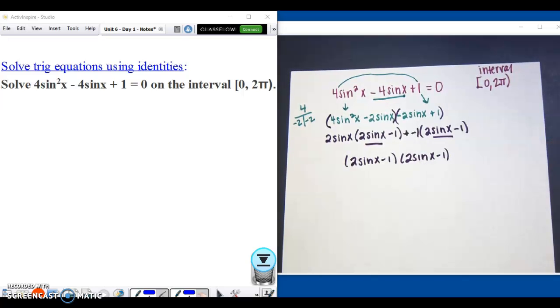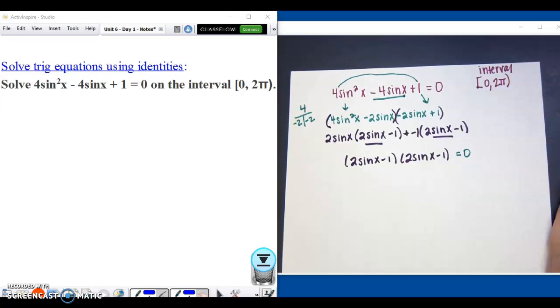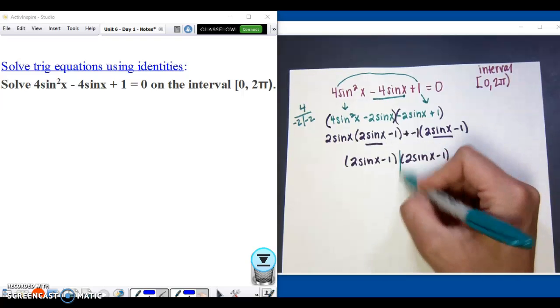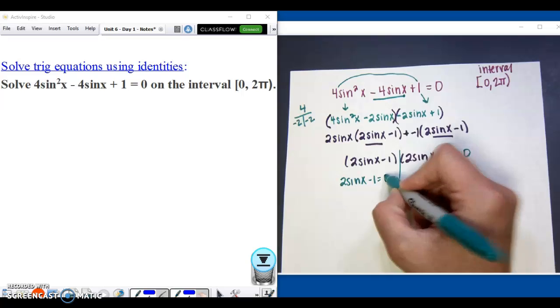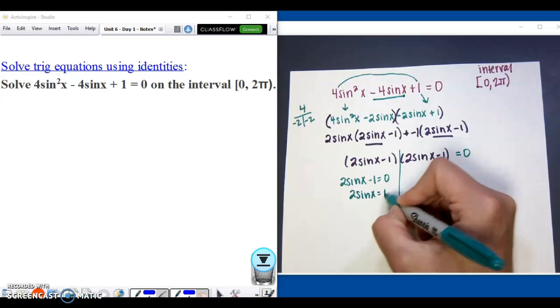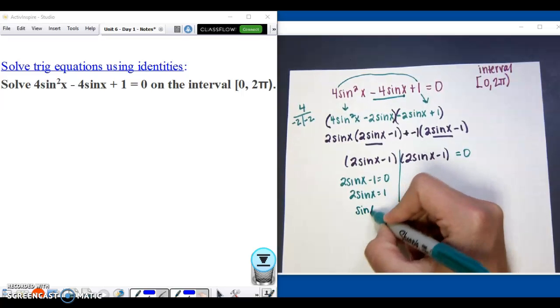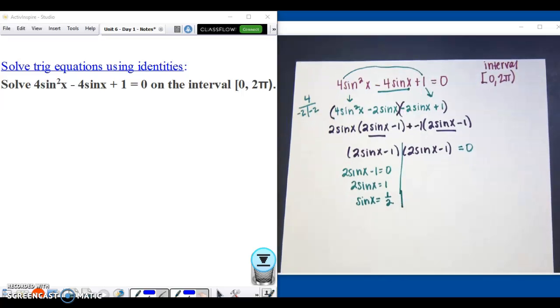Okay, so now that we factored this, this is equal to 0. So you can take each factor and set it equal to 0. It's the same thing, so you don't have to do it twice. It'll just give you a double root answer. So if we were to get sine by itself, we add 1 over, and then you can divide by 2. So sine x equals 1/2.